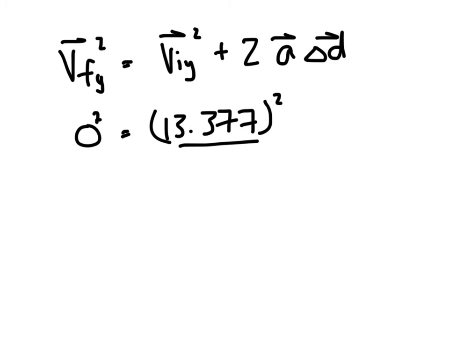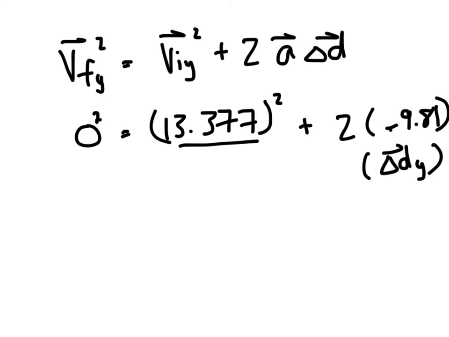Okay, so plus 2 times the acceleration, which we know is negative 9.81, multiplied by the displacement in the y direction, which we don't know. Okay, so there's really only one unknown variable. We can rearrange this equation. We'll start by squaring this result. We're going to bring it over to the other side and change its sign. We'll divide by 2, divide by negative 9.81, and we'll isolate delta d. So what we get is this.